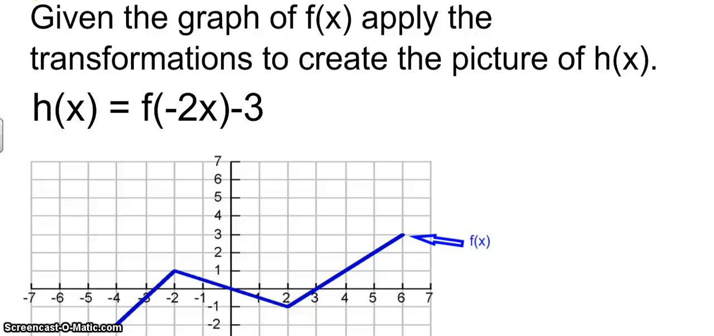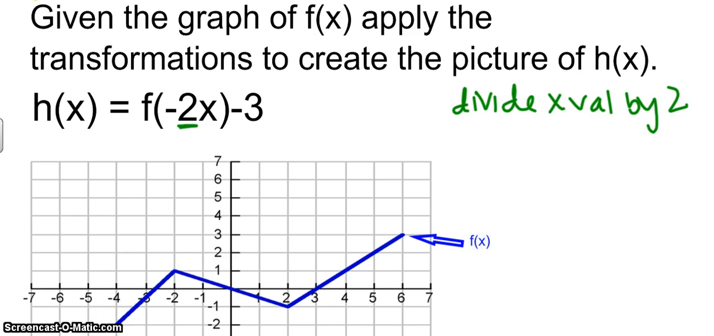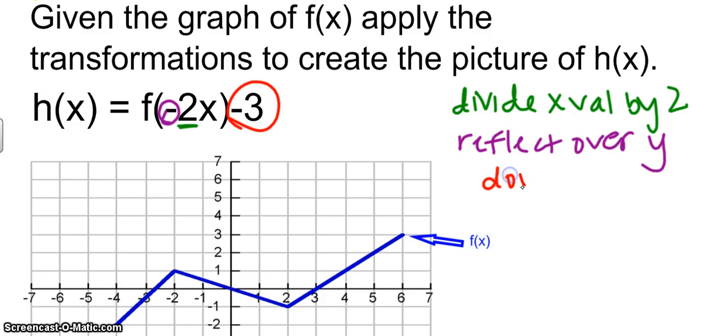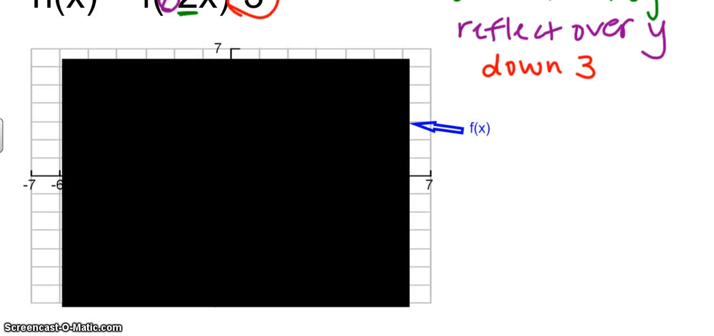Alright, the last task we have for today is taking our graph of f of x and applying these transformations to get a new picture. So to start, we've got multiplying by 2 on the inside, which means you're really going to divide your x values by 2. You are then going to reflect over the y-axis, so this is on the inside. Then you're going to shift down 3. Go ahead and pause your video, see if our graphs match at the end.